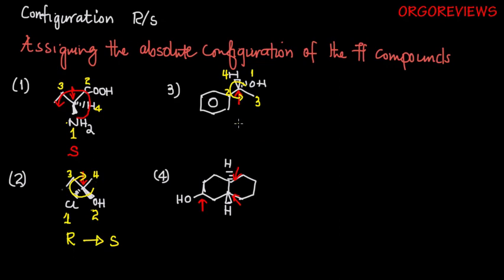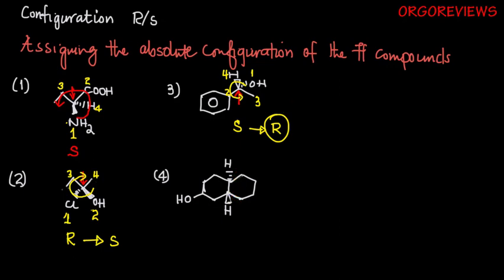But the highest priority group is actually away from us. The reversal of the absolute configuration giving us an R as the assignment. Now let's look at question number 4.